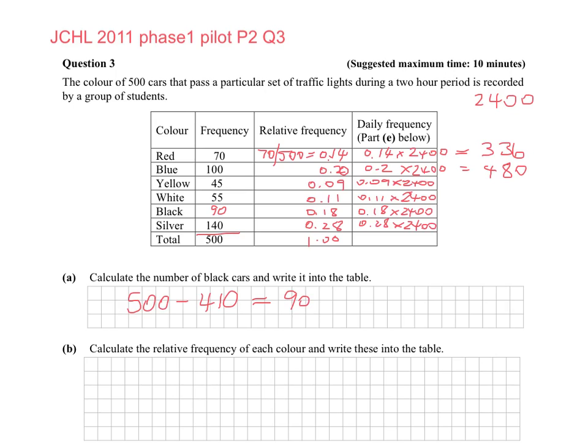And once we've gone through the same calculation for each of them, we get the following results for all of them. And again, if we were to add up all those numbers, we will find that that adds up to a total of 2,400, which is what we want.